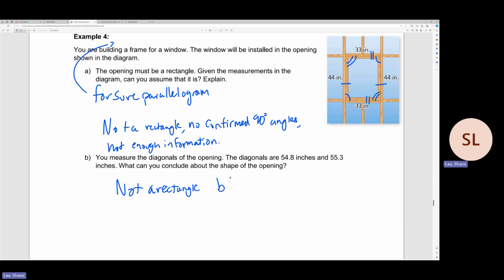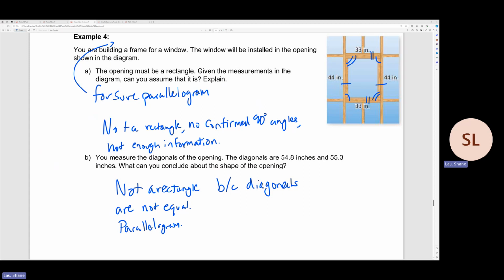Not a rectangle because diagonals are not equal. Oops, that's a poor way to put it. Not equal. I mean, what else we can conclude from this is that we know for sure it's going to be a parallelogram at the very least. Probably another thing I would add: definitely a parallelogram, because we already showed that it's a parallelogram.